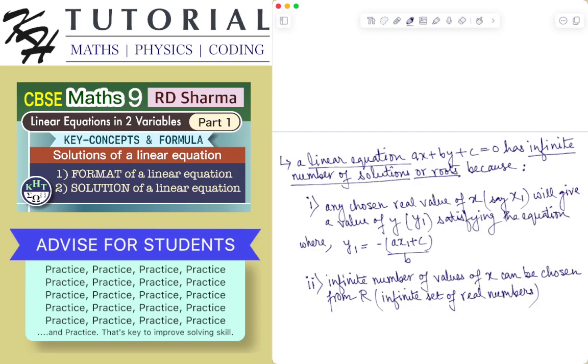So then we can say that x1 comma y1 will be a root of the equation ax plus by plus c equals to 0, where I have chosen x1 as any random real number. Now x1 is one such real number that I have chosen.